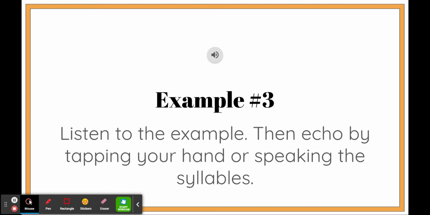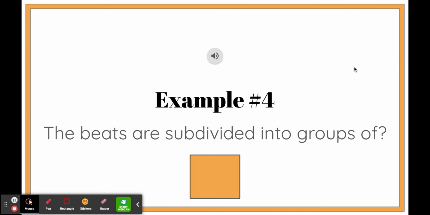What was different about this example from the first two? Pause the video or rewind to see if you can figure it out. The difference is that the beats are subdivided into groups of 3, while in the first two exercises, the beats were subdivided into groups of 2. Continue with this exercise, but also identify whether the beats are subdivided into groups of 2 or groups of 3.